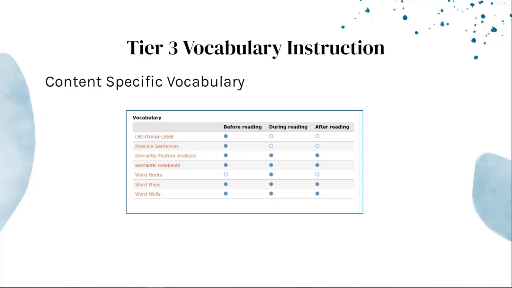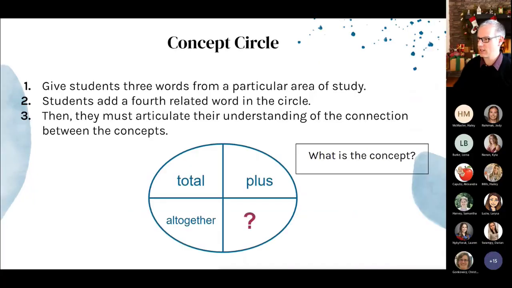So this here is the concept circle. This is an idea too for vocabulary building. You can see here that if you give students 3 words from a particular area of study, again, the content words from our science or our social studies or health, students can then add a 4th related word. It's kind of a fun puzzle way to do it. They can articulate their understanding and their connection.